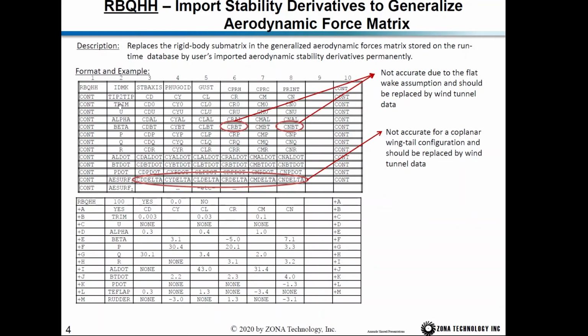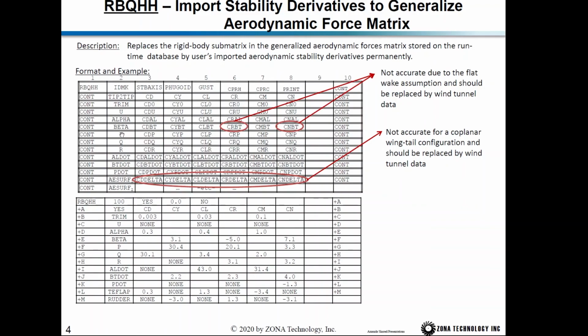Then you say TRIM, then this becomes CD alpha, CY alpha, CL alpha. If it is U, it becomes DCD by DU, where U is the perturbation velocity. And if you say alpha, this will be DCL by D alpha, or DCM by D alpha, then you input the CL alpha, CM alpha here, and then ZAERO will use the CL alpha and CM alpha to correct the rigid body portion of the QHH matrix.